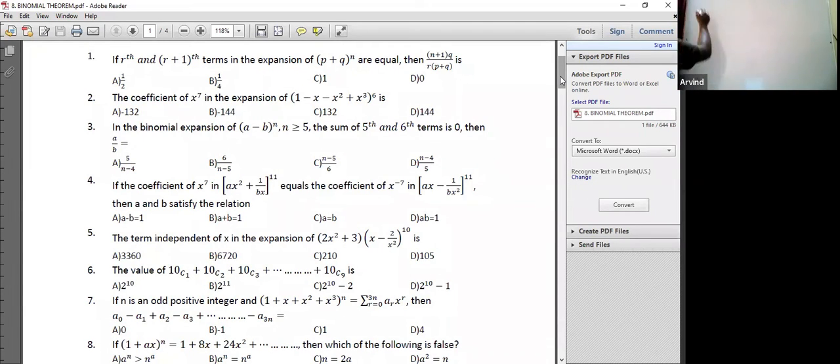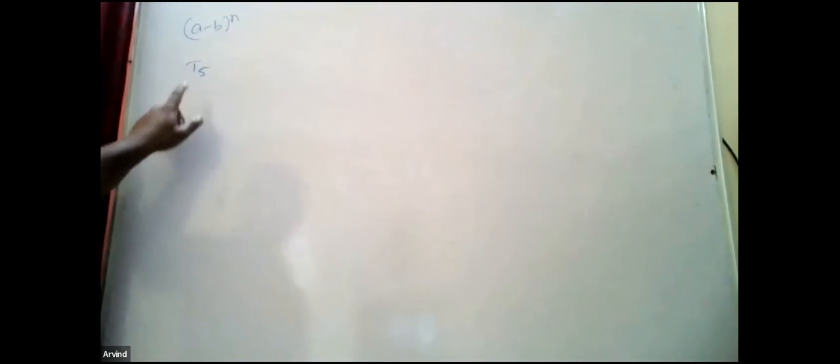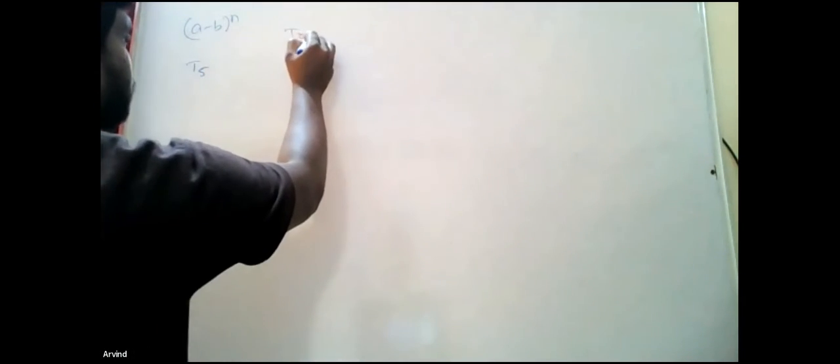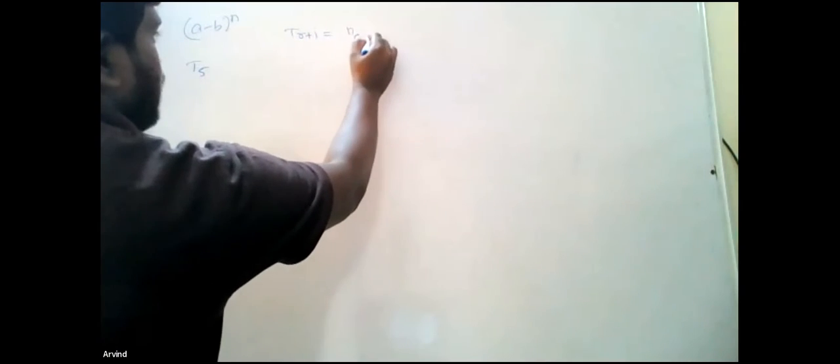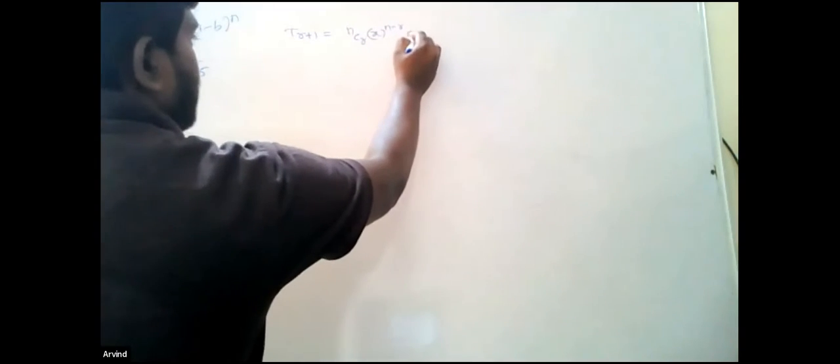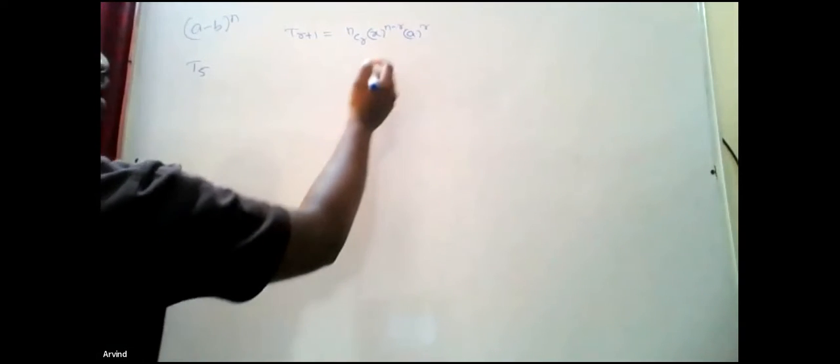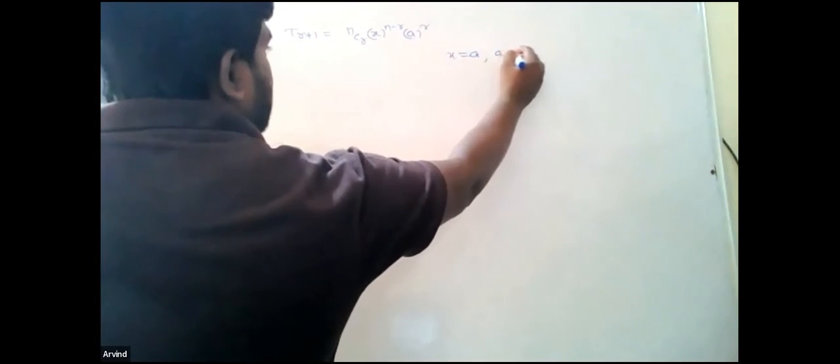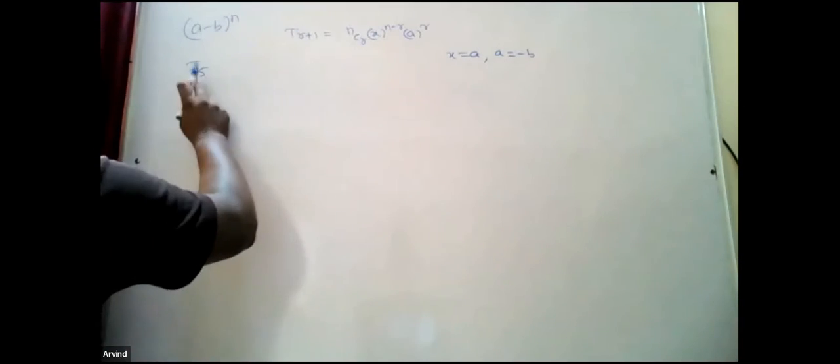So in the binomial expansion of (a minus b) whole to the power n, the fifth term and sixth term. If I want to take the fifth term, what should be the value of r? We know the T(r plus 1) formula. T(r plus 1) is nCr x to the power of n minus r, a to the power r. Here in place of x there is a, and in place of a there is minus b. Remember that. So if I want the fifth term, what should I put for r? 4. I hope that's clear. If I want the fifth term, I have to put r as 4.